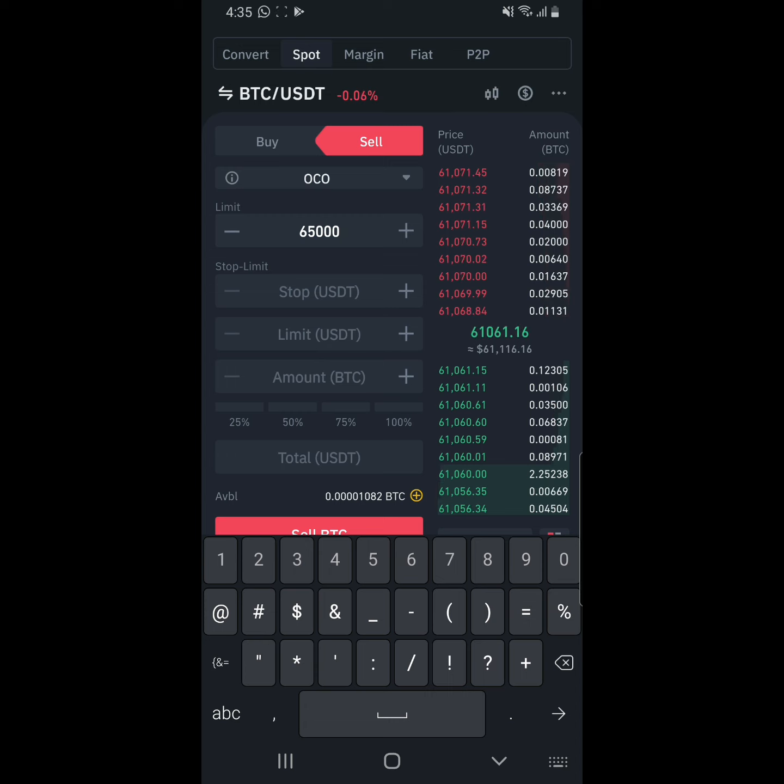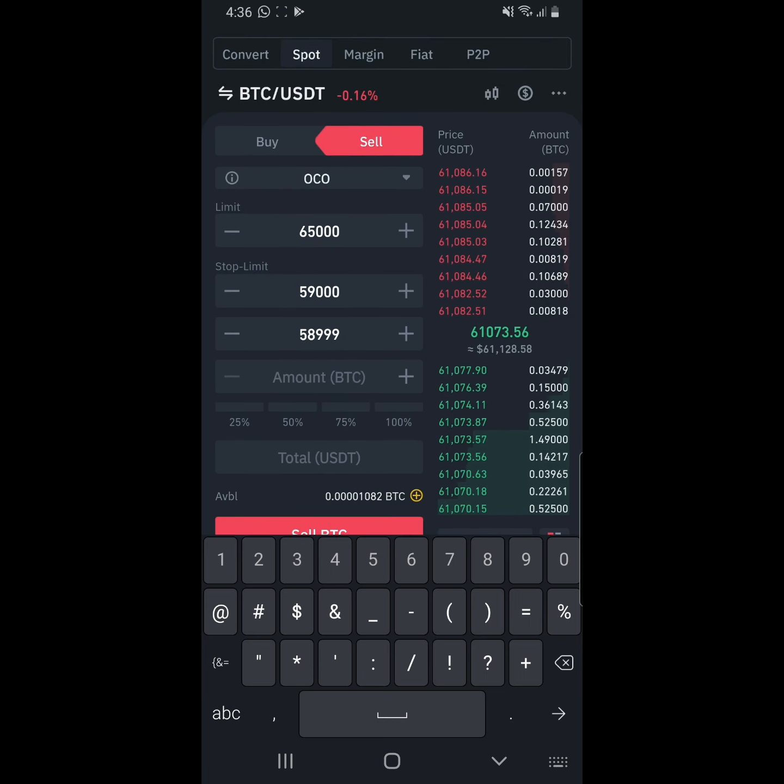And I said, okay, if the market is going against me and it gets to 60, market is already in 61, it gets to 59,000. Okay, I want you to trigger my stop loss, which is 58,999. So you see, this one is higher than this. The price is higher than the stop limit, and the stop limit is higher than the limit itself.